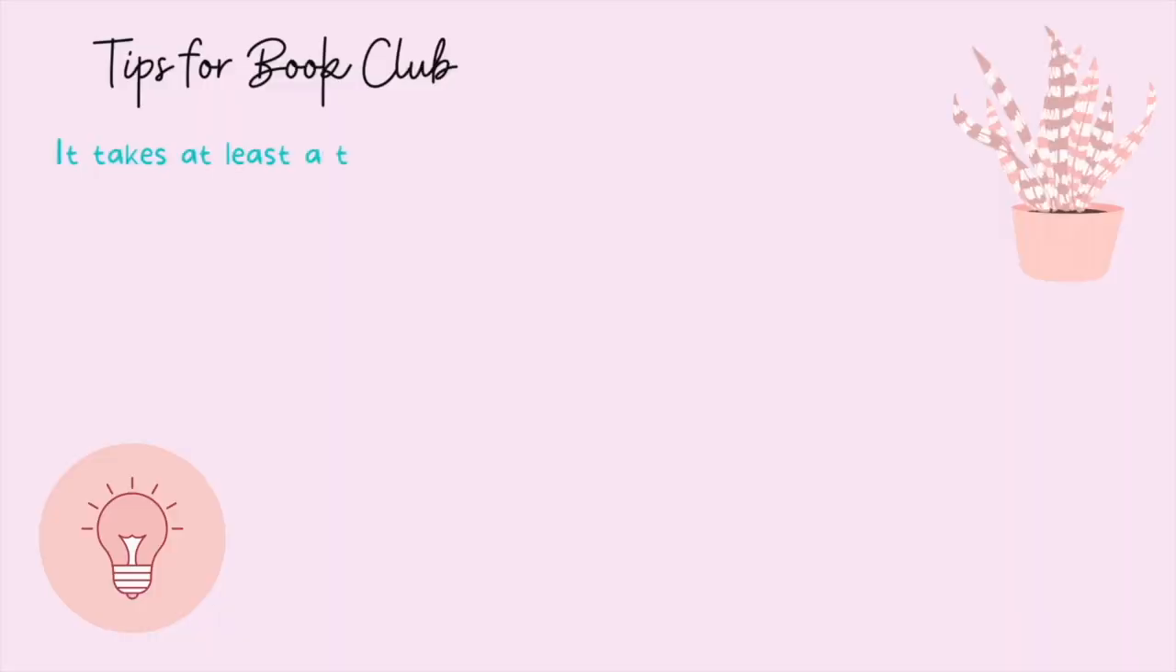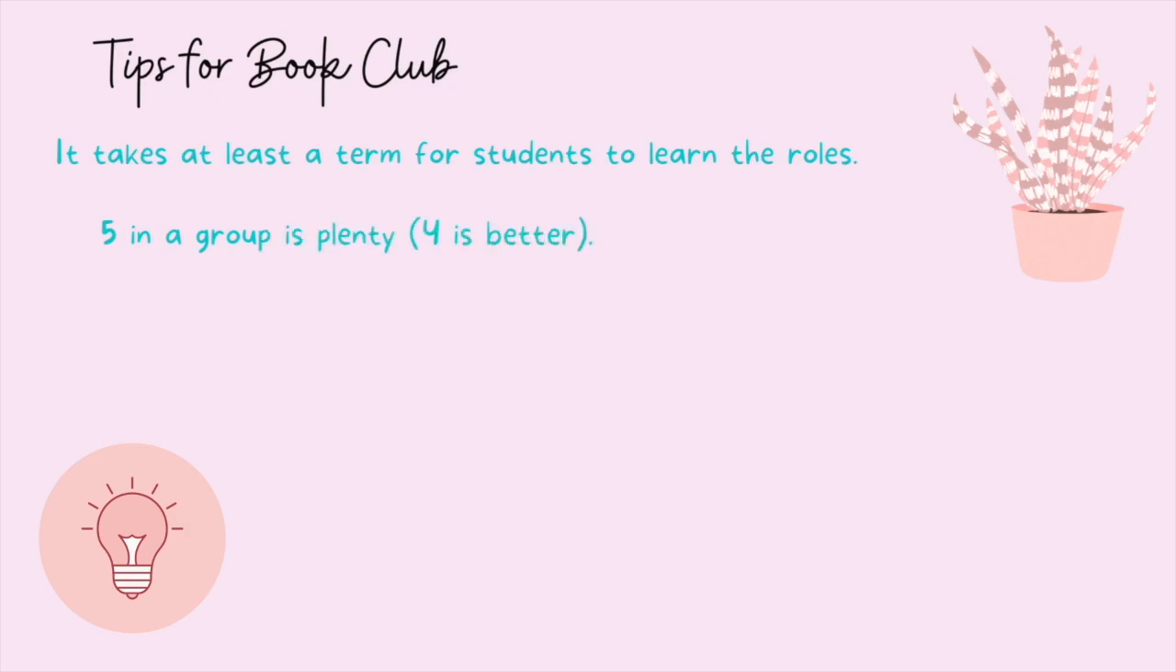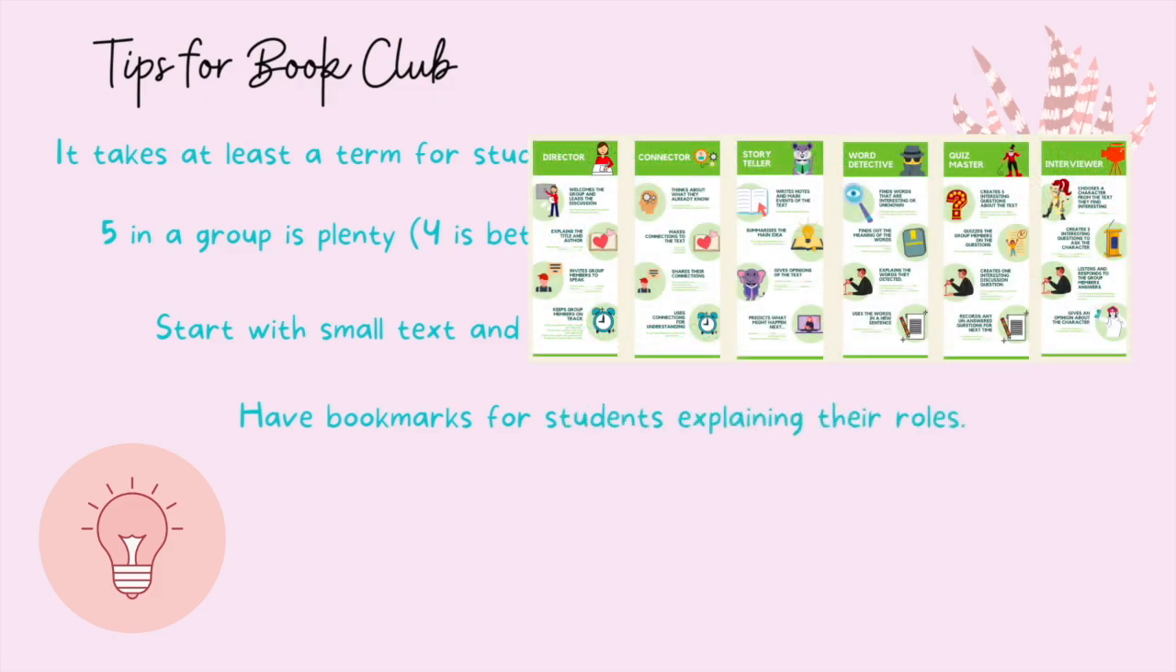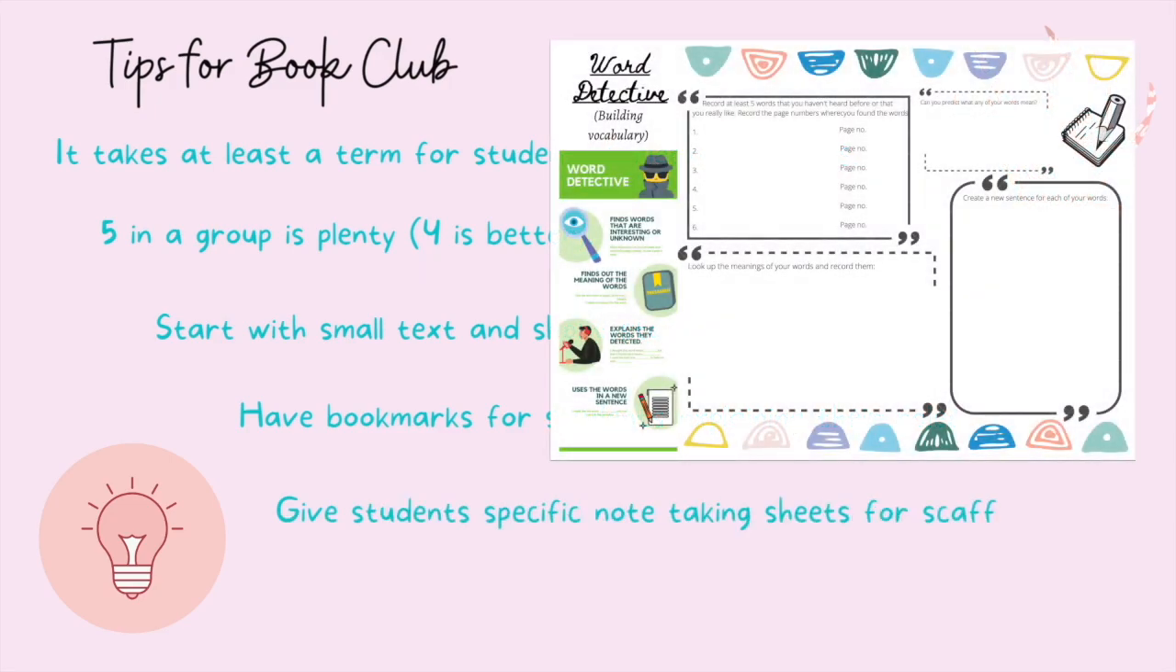So to get you started, here are some top tips for helping you put book club into your classroom. It takes at least a term for students to understand how to do the roles properly, so take your time and don't stress about it. Make sure it's done right. Five in a group is plenty, and to be honest, I think four is better. They find it hard to manage themselves otherwise. Start with smaller pieces of one-page text and short stories, rather than jumping straight into novels. Have bookmarks that are laminated for students explaining their roles and what they need to do. And similarly, give students specific note-taking sheets to help them scaffold and support the things they're going to write about and then discuss.